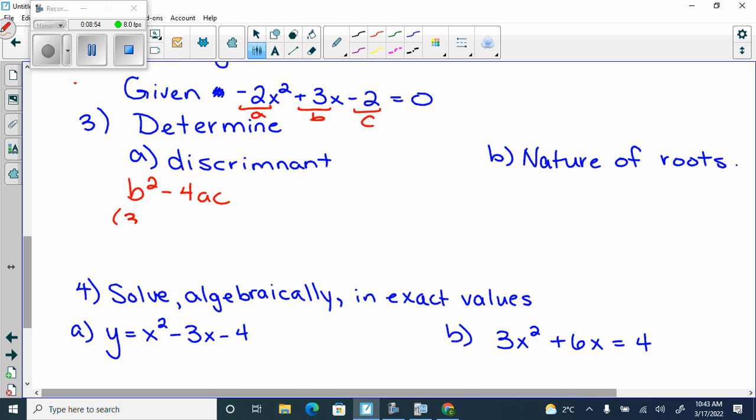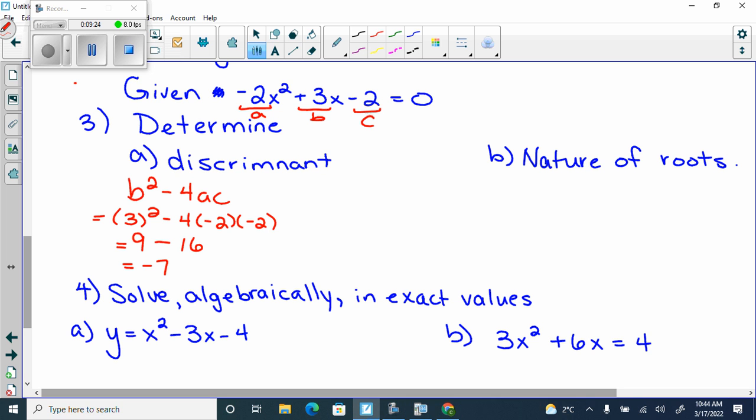I'm going to get 3 squared minus 4 times negative 2 times negative 2, which is 9 minus 16, which is? Negative 7. So if I ask for the discriminant, negative 7. Done. That's it. The discriminant's just a number. People start explaining things about the graph. I don't really care about that. Discriminant is just the number. It is negative 7.